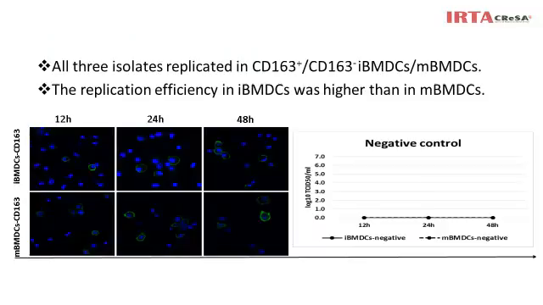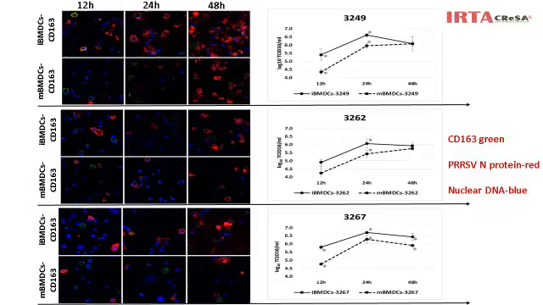Besides the attachment, we also examined the replication of these three isolates in immature and mature bone marrow-derived dendritic cells. The pictures here are my negative controls at 3 different time points and the supernatant titration. As expected, there is no virus found here. Now let me show you the replication of the 3 isolates.